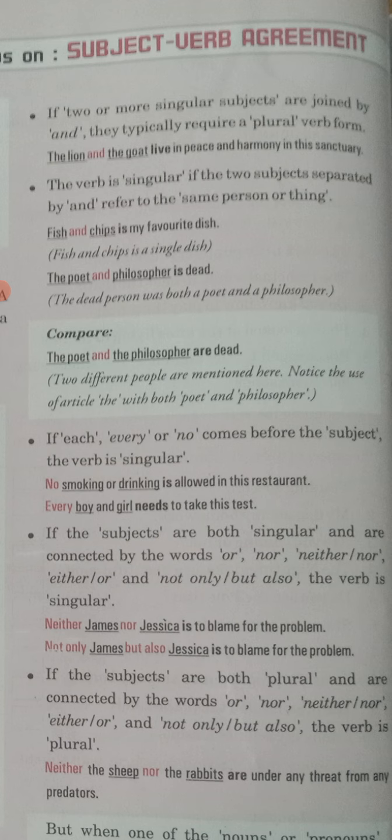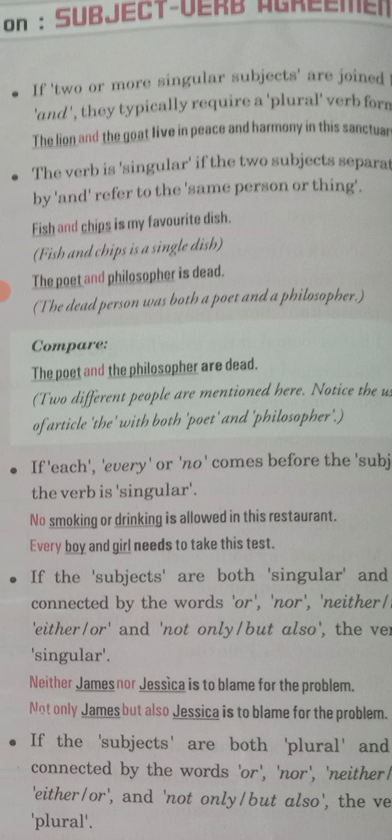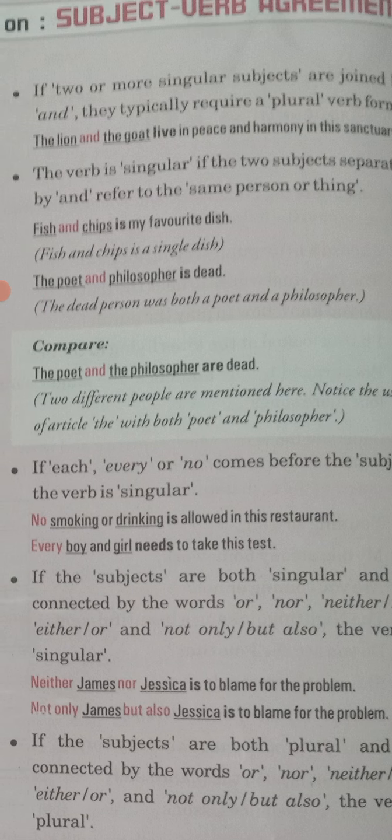But there are exceptions. Again, exceptions are there. Which kind of exceptions are there? This one is a little bit tricky, so just listen carefully. They have mentioned that the verb is singular if two subjects separated by and refer to the same person or thing. So what they have said here is that there are many situations. Suppose the situation is this, that they have separated the things with this word and.